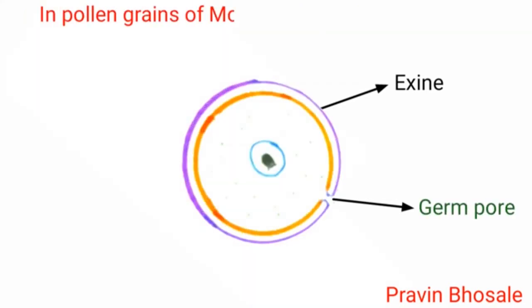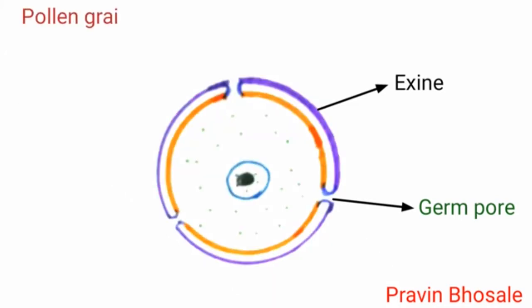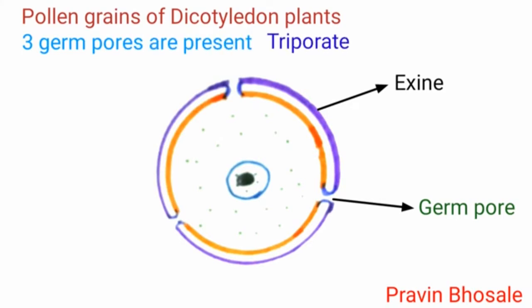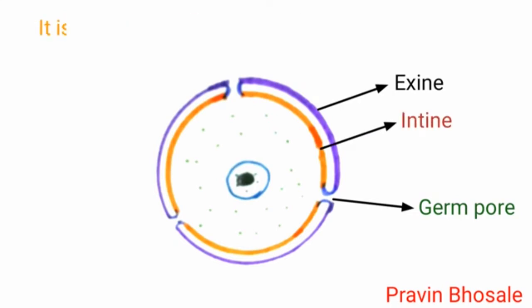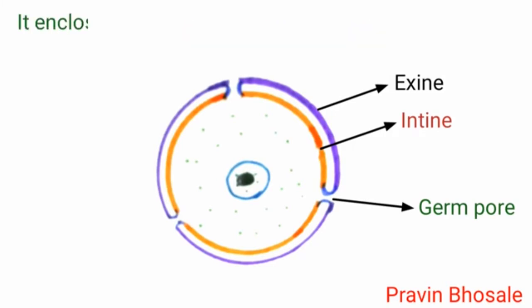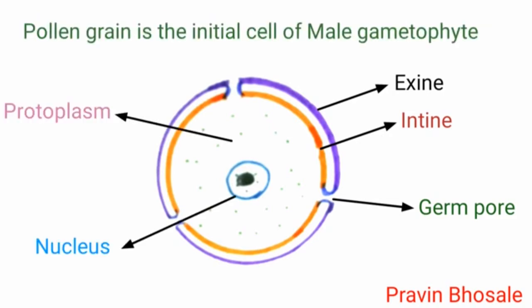In pollen grains of monocotyledon plants, a single germ pore is present, that is uniporate. In pollen grains of dicotyledon plants, three germ pores are present, that is triporate. The inner layer of sporoderm is called intine. It is composed of cellulose and pectin. It encloses protoplasm with a single haploid nucleus. Pollen grain is the initial cell of the male gametophyte.